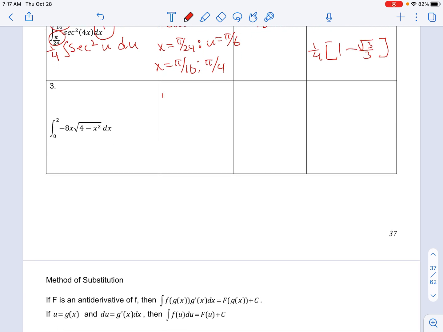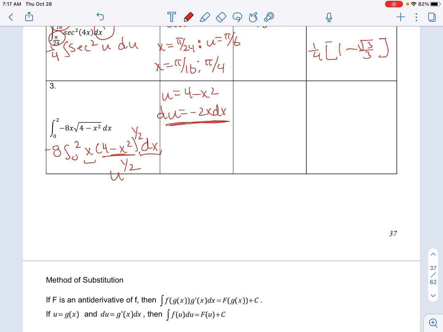Last one here, my u is 4 minus x squared. My du is negative 2x dx. That's why you see that extra x there. Again, anytime I see numbers in the front, I typically pull it out. So I'm going to pull that negative 8 in the front and rewrite it like this. Notice I have u to the 1/2. Everything else has to be du, and I do have a du.